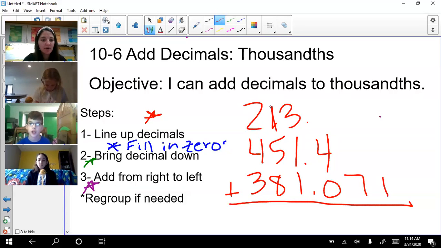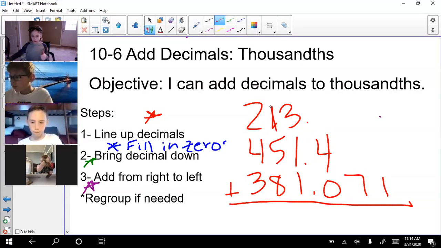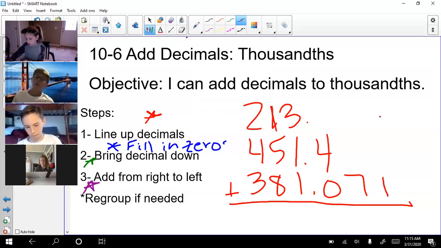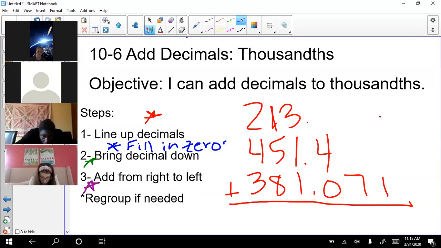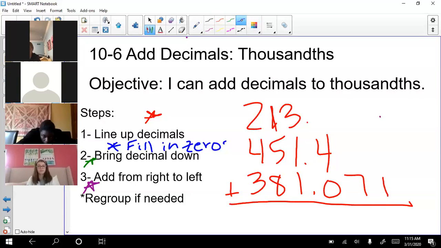All right, so first we're going to line up the decimals. Will you give me a thumbs up if you did that? Awesome, I see great participation. Keep it up. All right, and then for the next step, we're going to fill in zeros. How do we decide where to fill in the zeros? Somebody that hasn't talked with me yet today. Eloise, do you think you could do it?